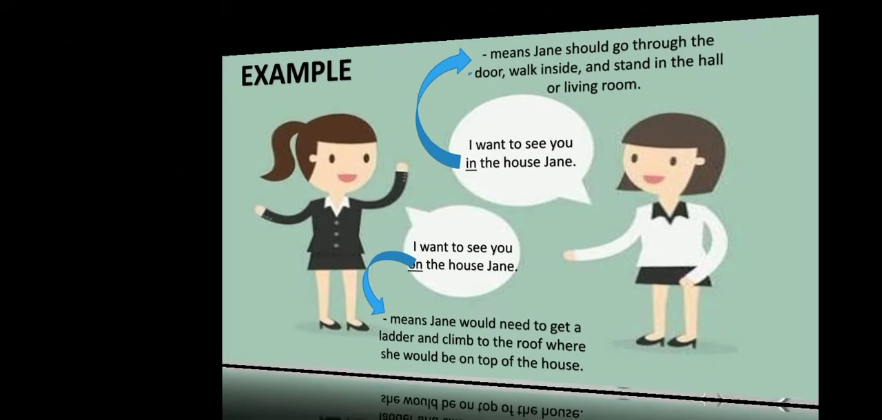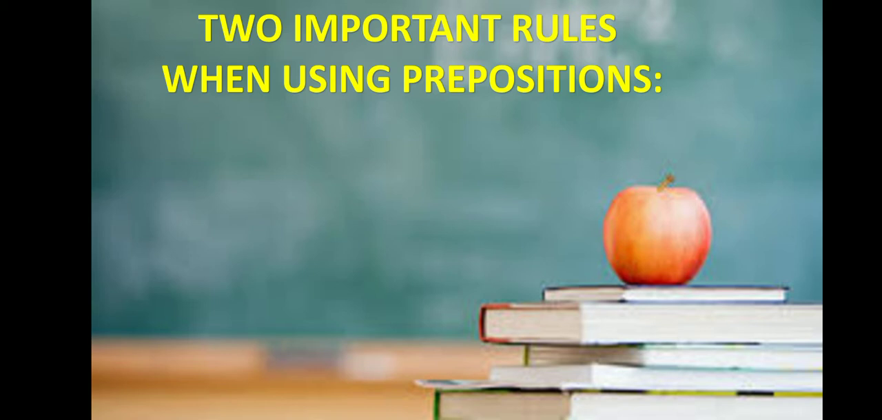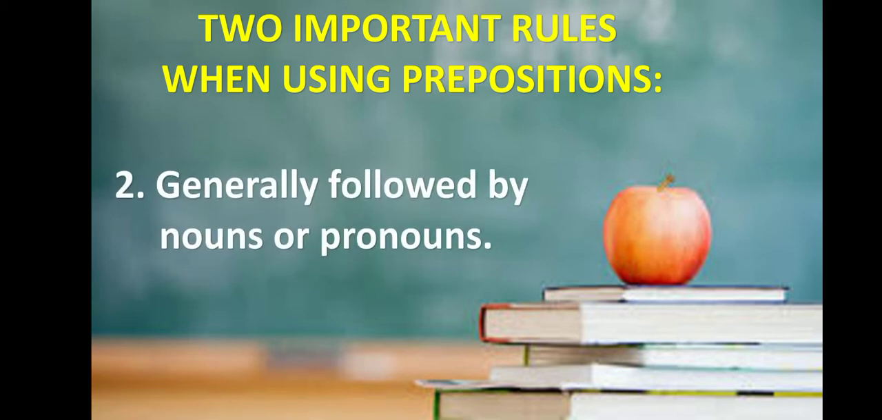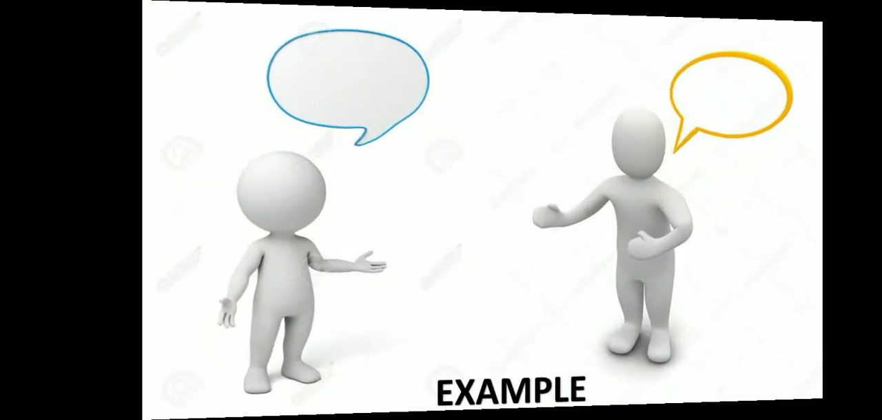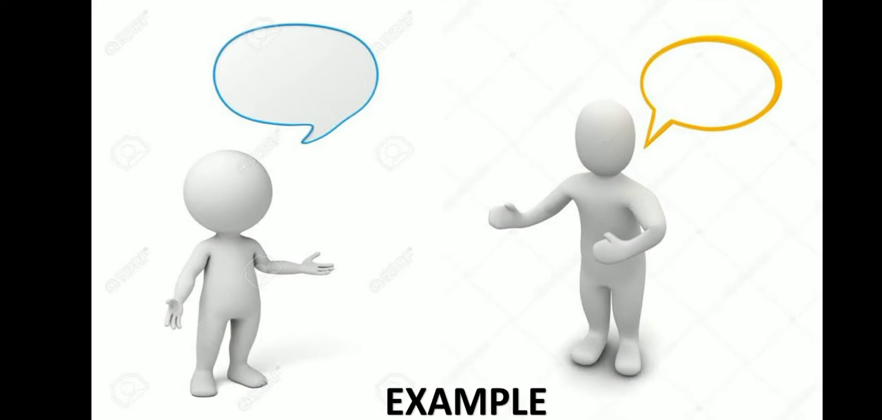The second rule for using prepositions is that prepositions are generally followed by nouns or pronouns. There was a time in the past when teachers held strictly to this rule, but it made for some clunky sentences. For example, "I am seeking someone I can depend on."